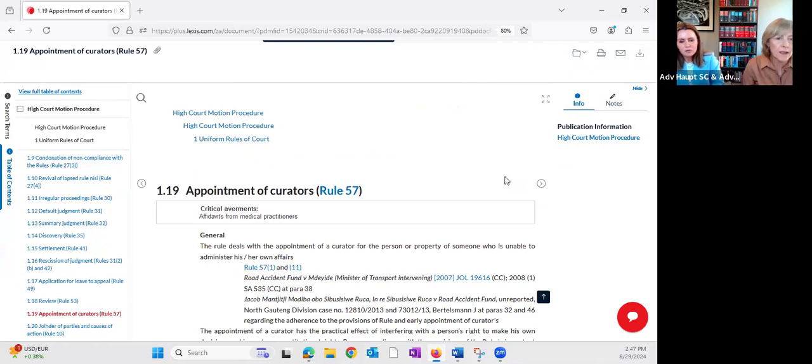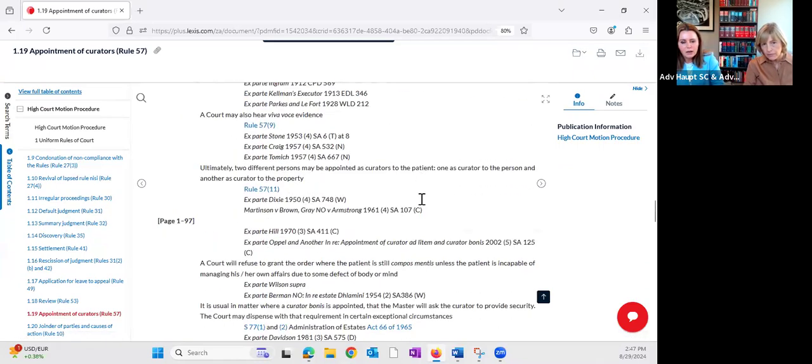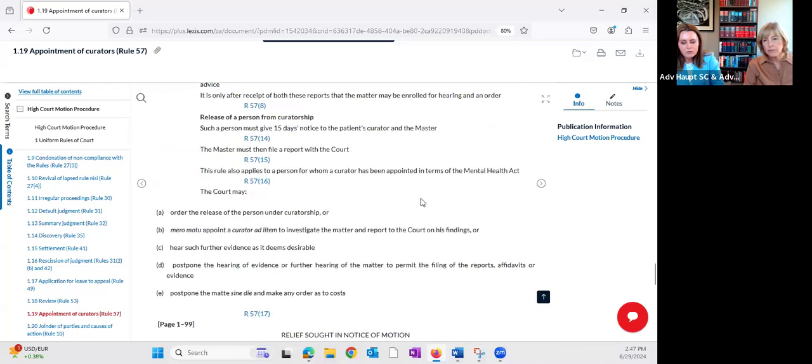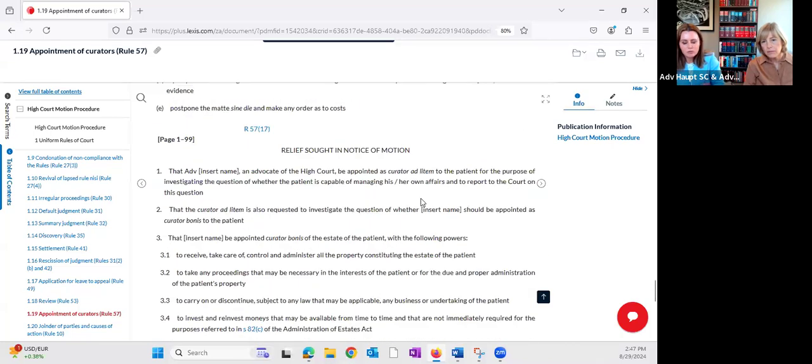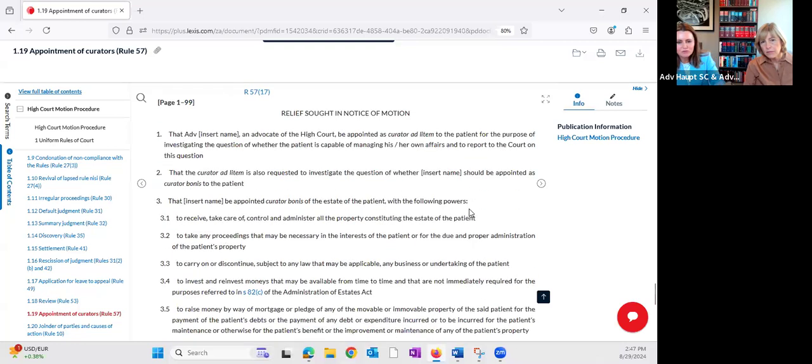Can we just go down a bit, please, till the end of that specific chapter, where you'll see, in each of our chapters, when we deal with specific applications, the relief sought in the notice of motion. Thank you, that's correct. So this is now for the appointment of a curator ad litem, and then after that, obviously, a curator bonus.